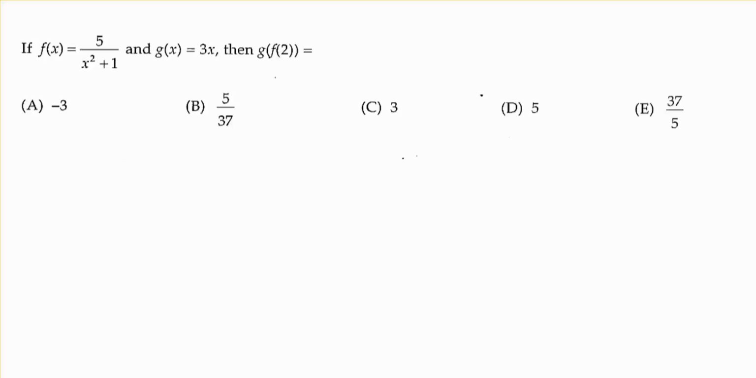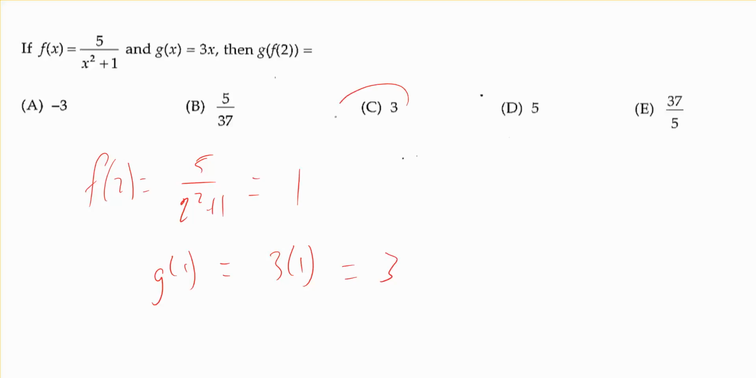All right, last one then. If f of x equals 5 over x squared plus 1 and g of x equals 3x, then g of f of 2 is, well, f of 2 is 5 over 2 squared plus 1 equals 1. So g of 1 is 3 times 1 is 3. Good. Pretty basic, nothing too challenging on this one. We'll keep working.